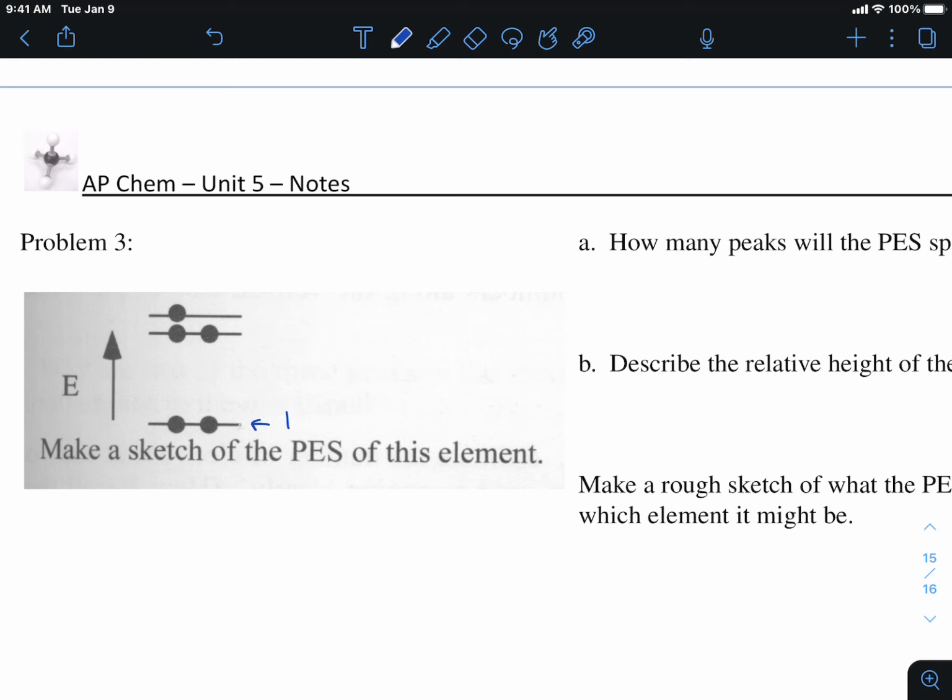1s. Okay, so now there's two that are grouped together. What do you think that is? It's called 2s? Oh, okay. Well, then what else is there in energy level 2? 2p. So really what you're seeing is 1s2, 2s2, 2p1.